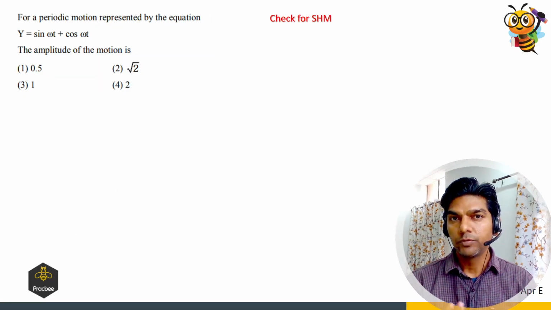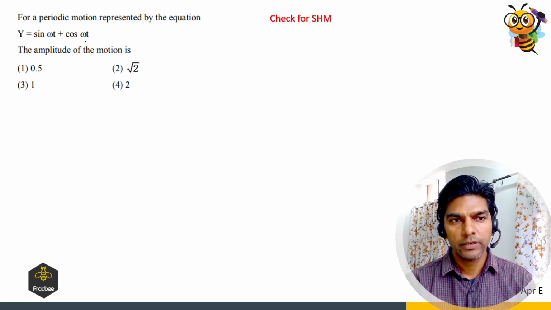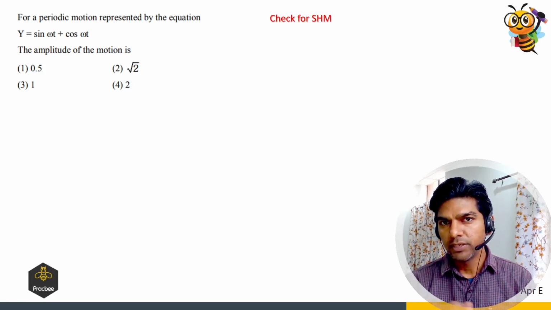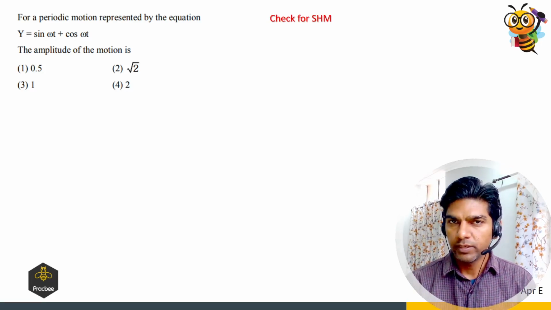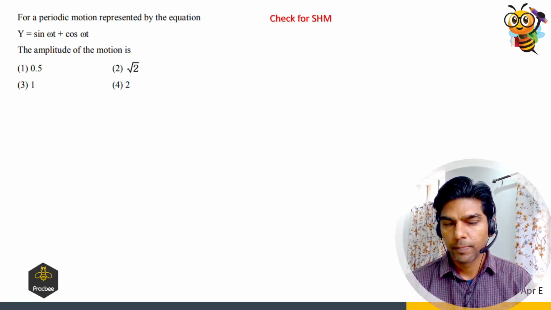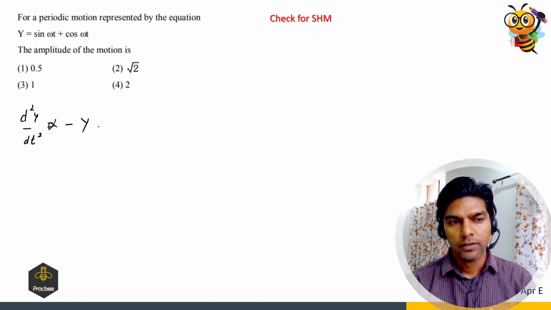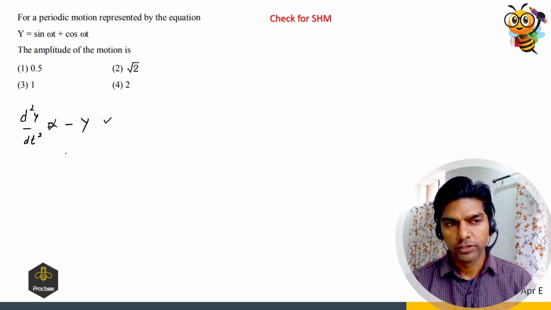on where we have to check whether the given equation is for simple harmonic motion or not. So here we are given y is equal to sine omega t plus cos omega t. So the easiest way is to differentiate the equation 2 times and prove that the acceleration is proportional to the displacement, right? So what I mean is that if I prove the second derivative of y with respect to time is proportional to say minus y, something like this, then we can say the equation will be simple harmonic.